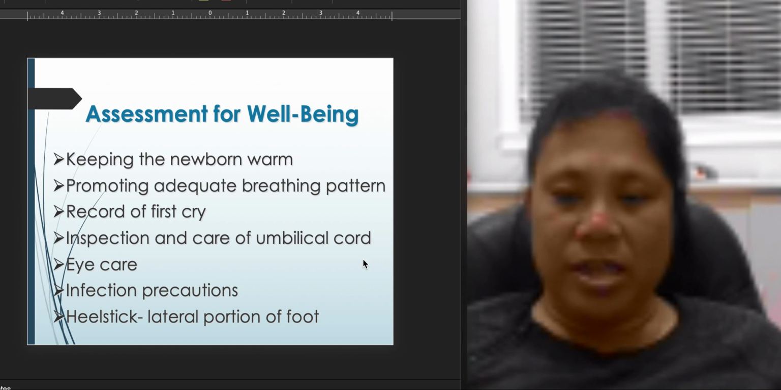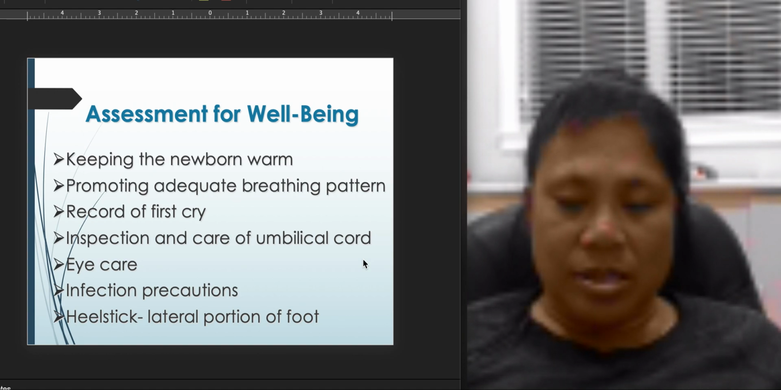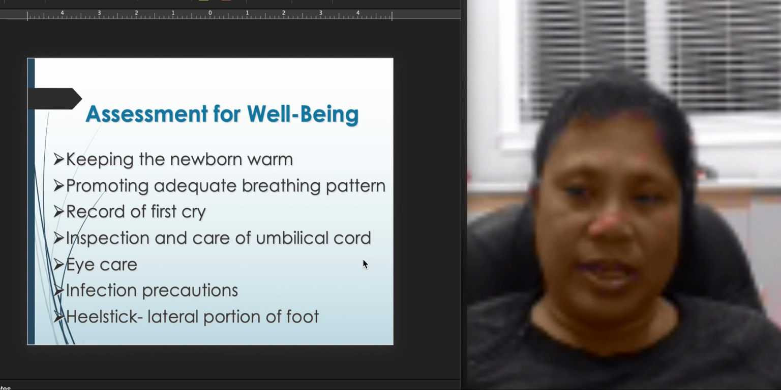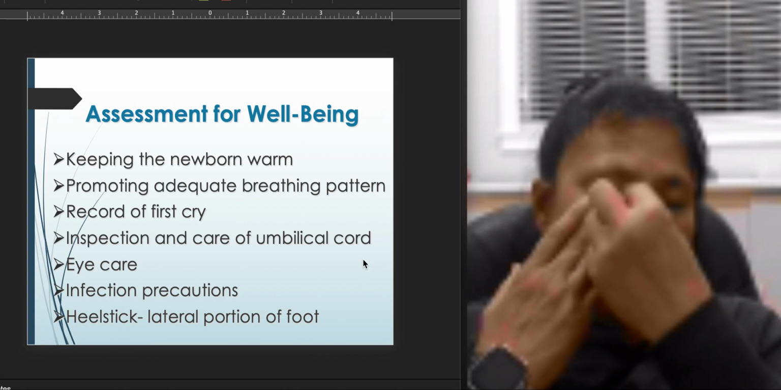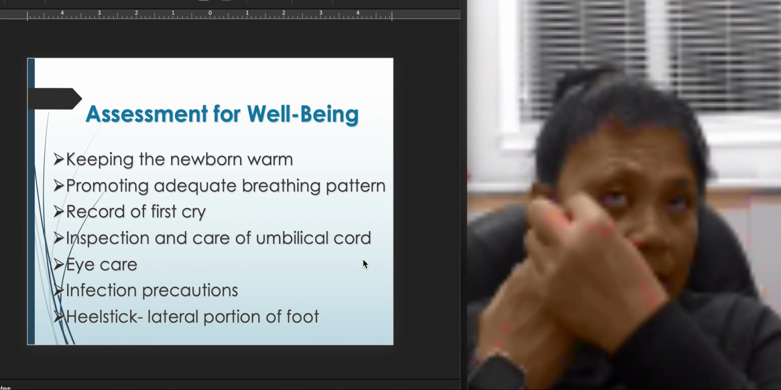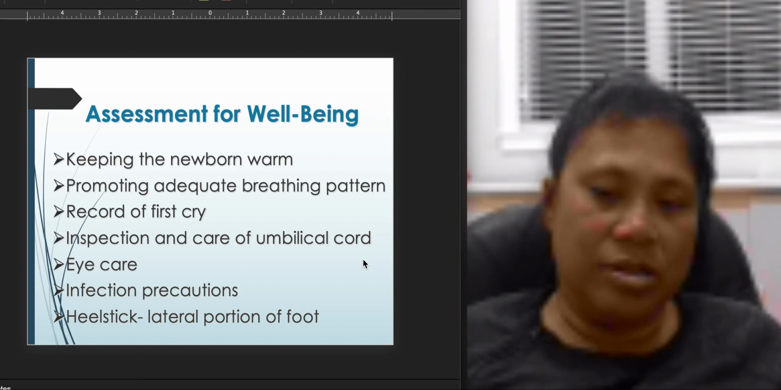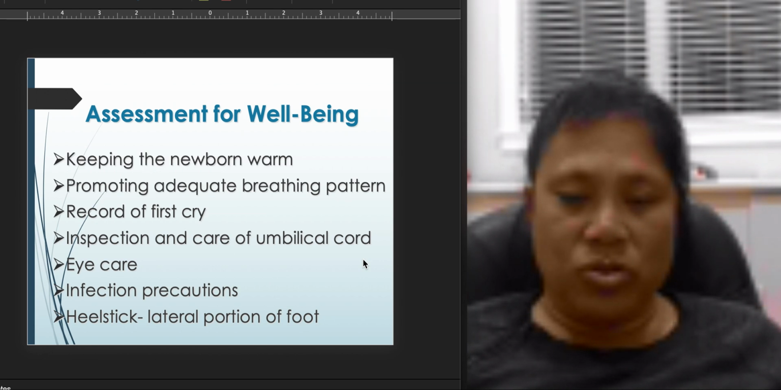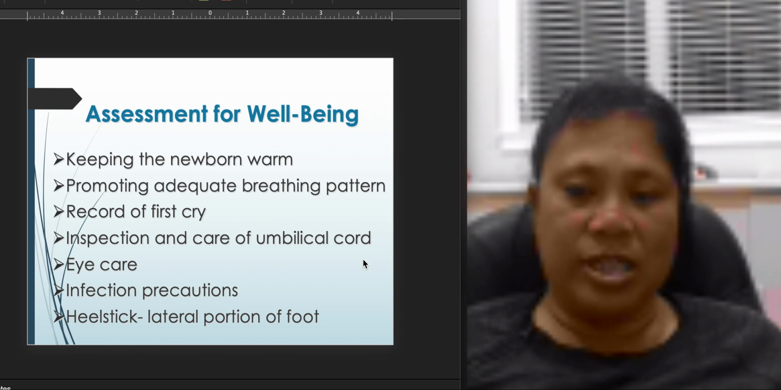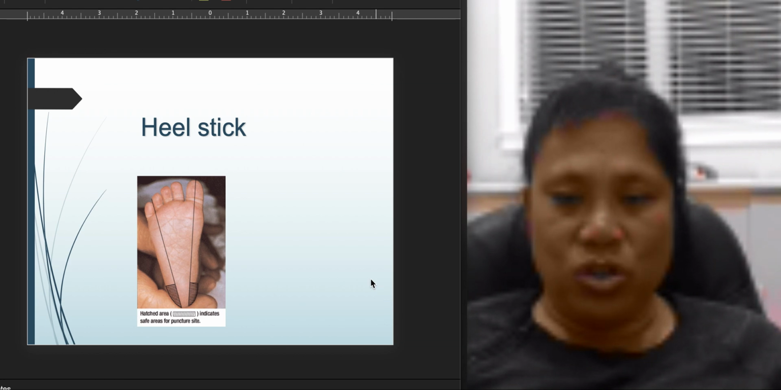You can do eye care, meaning that you might give erythromycin. In order to administer that, you press the lower conjunctiva and go from inner to outer canthus on each eye. You press down, go from inner to outer, gently close the eye, take off the excess, and do the same for the other. Then infection precautions and heel stick, especially if they need glucose checks if you suspect gestational diabetes.